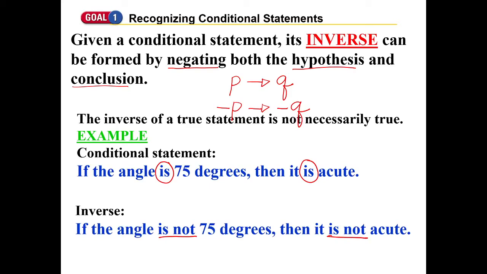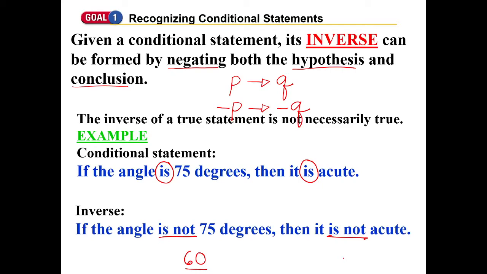True. Section Ruby, I'm going to give an example. An angle that is not 75 is 60 degrees. Right, 60 degrees is not 75 degrees? Yes, sir. Now if I relate this, 60 is not acute. Is that true or false?